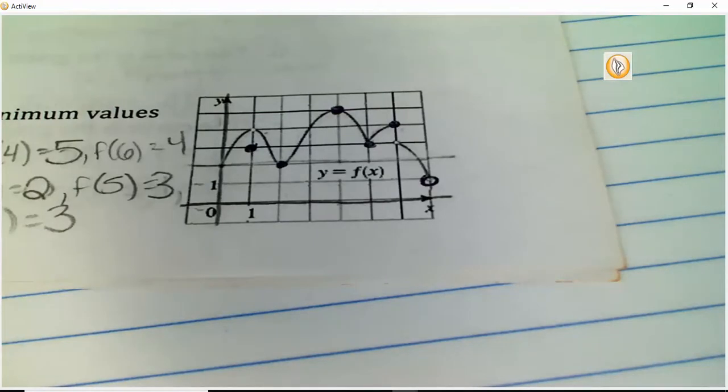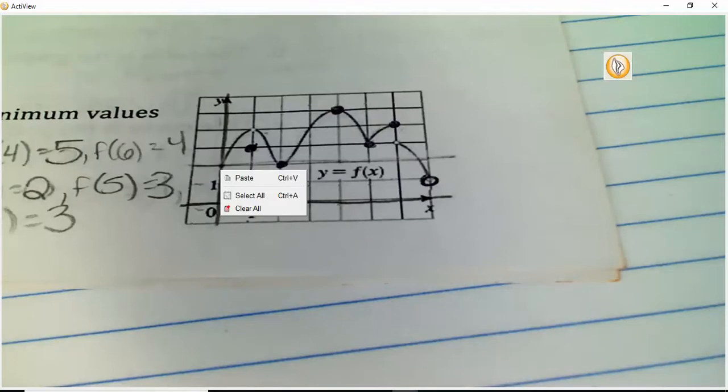We have one more. At 6, 4. F of 6 equals 4. Again, that's not an endpoint. It's a break in the graph, but we have points on both sides and it's higher than both of them, so it counts as a max. Local min, so lower than surrounding points. So this doesn't count because it's an endpoint. I don't have points on both sides.